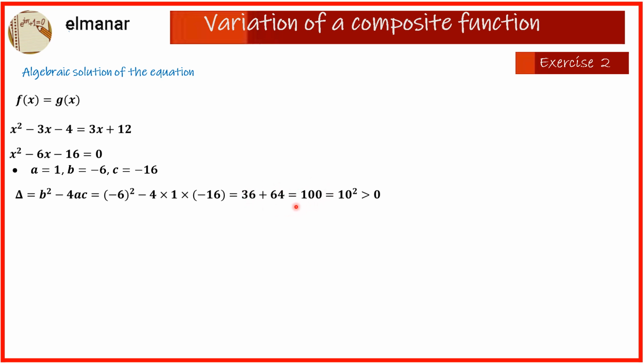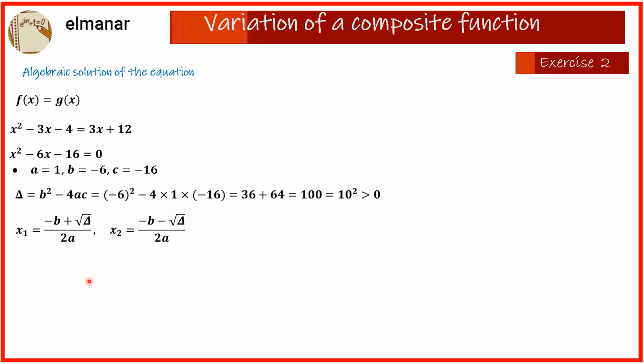Since the discriminant is equal to 10², and it is strictly greater than 0, the equation has 2 distinct solutions. The solutions are given by the formulas: x1 equals (−b + √delta) / (2a), x2 equals (−b − √delta) / (2a).